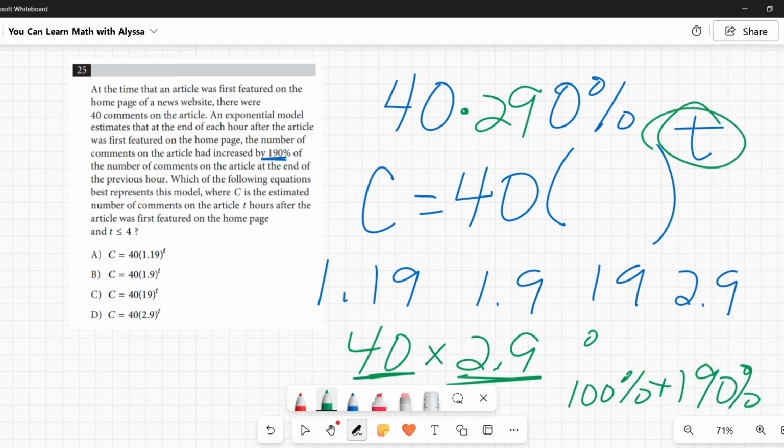And then that t is, for every hour, you're multiplying it again by 2.9 to show that next hour. If this was to the power of 2, then you're multiplying by 2.9 times 2.9. You're doing it twice. If it was to the 3, it's 2.9, 2.9, 2.9, for each hour that 190% increase. So I foresee a lot of students getting that one wrong. I hope I'm wrong. I hope they don't catch people with it. But it is D. C equals 40 times 2.9 to the power of t.